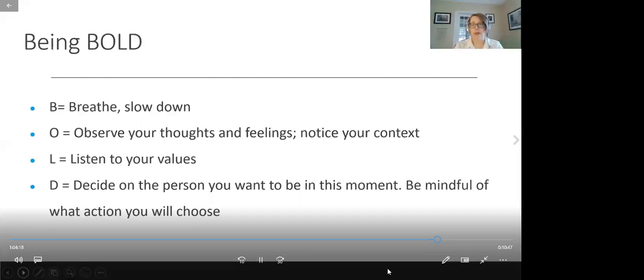Breathe and slow down. Observe your feelings. Take a second to check in with your values. What's the most important thing here? And decide on what kind of person you want to be in this moment. Do you want to be someone who's about avoiding and being safe? Or do you want to be the kind of person who's going to move forward in their life?